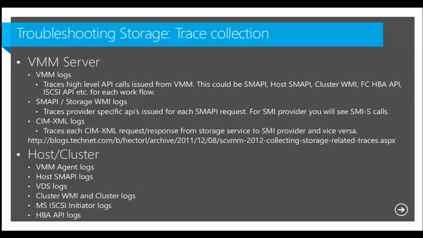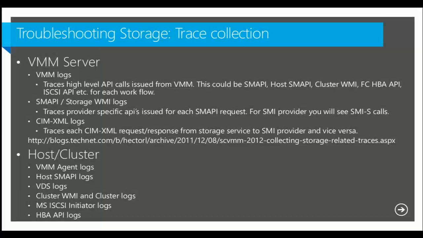Here is a list of logs; I've put up the slide. There's a blog from Hector which describes how to set up this logging. The VMM log is straightforward, which John just explained and showed. SM API is also very similar, using logman with a different GUID. And for CIM-XML, there are a few registry settings you have to make so that you can collect that logging. On the host side, we again have a VMM agent log, which is very similar.